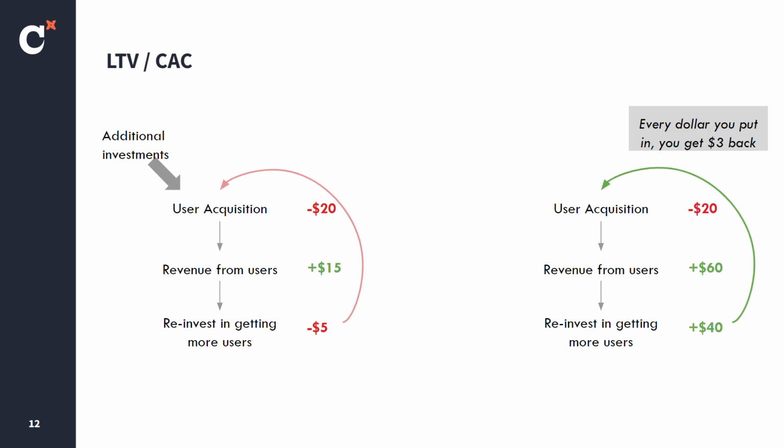What it means is that on the cohort on the right, for every dollar that you put in, you get $3 back. And you can have this virtuous cycle where you don't need external funding to keep growing your user base. All the money that you're making out of your sales can be reinvested directly. Whereas in the first cohort, you're going to need some additional funding, whether it's from another part of the business or from external investors, something to give you money to get more people to join your product.